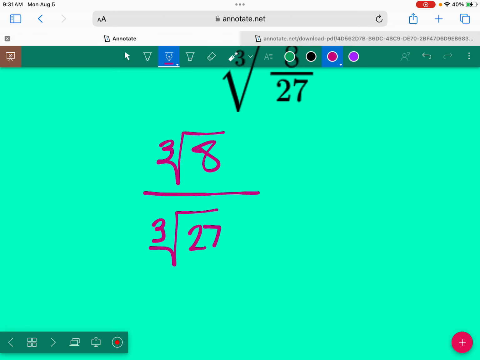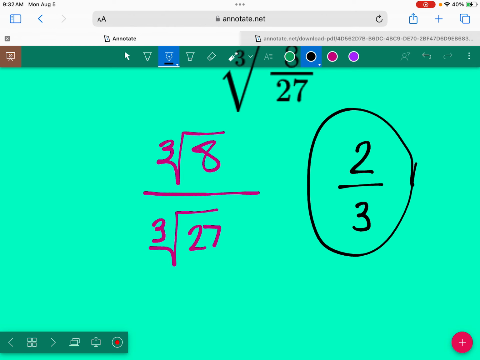So now it's really going to be pulling back from the details in your brain. Do we know what the cube root of 8 is off the top of our head? 2. Because 2 cubed is 8. So we're going to have 2 over, what's the cube root of 27? 3. 3 cubed is 27. So simplified here, cube root of 8/27 is 2/3. That's your answer.